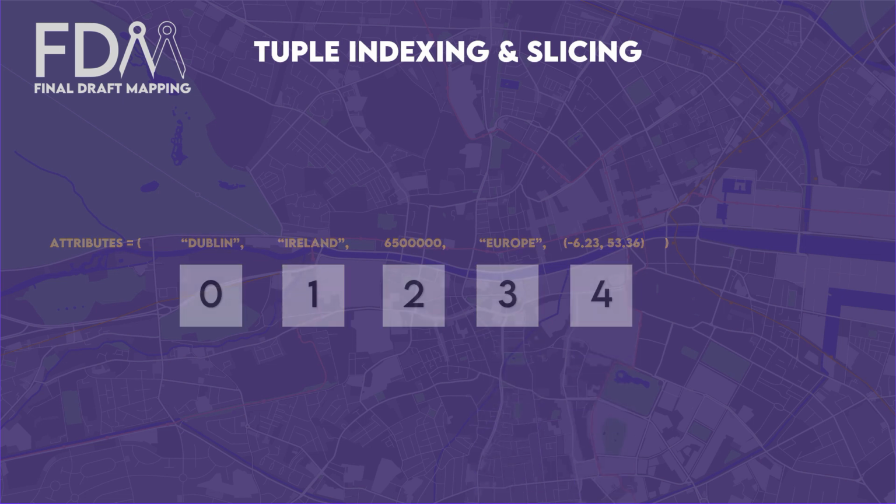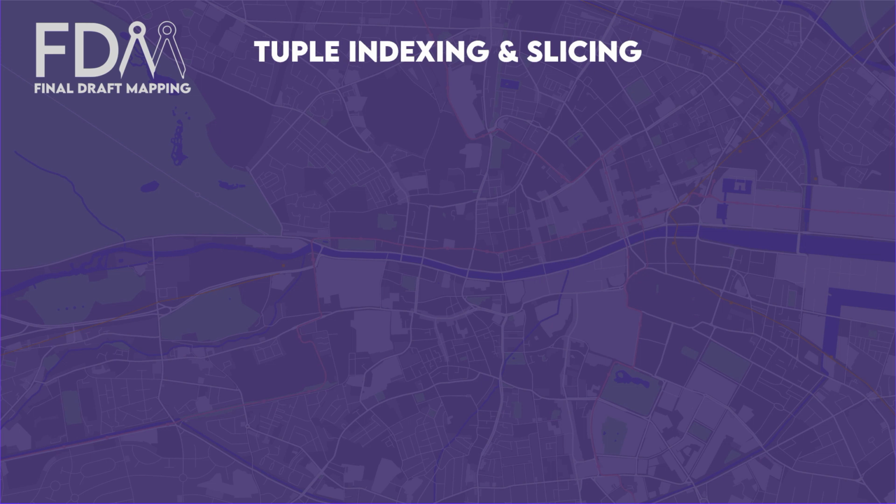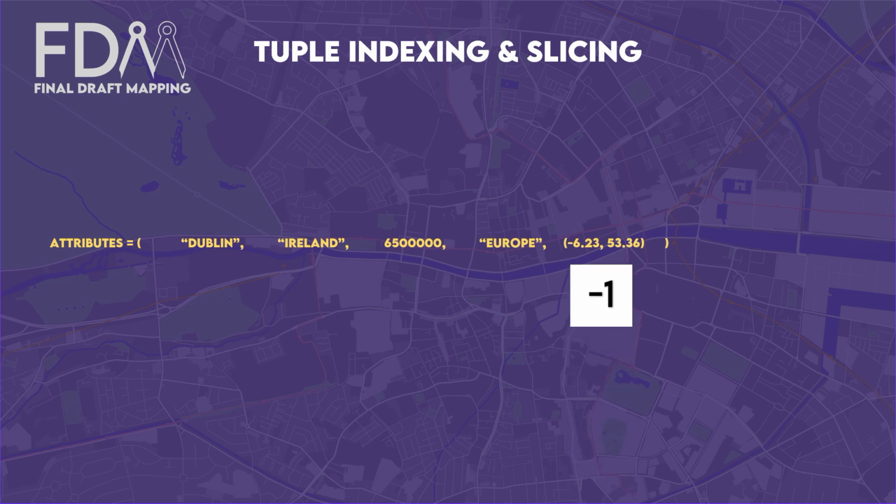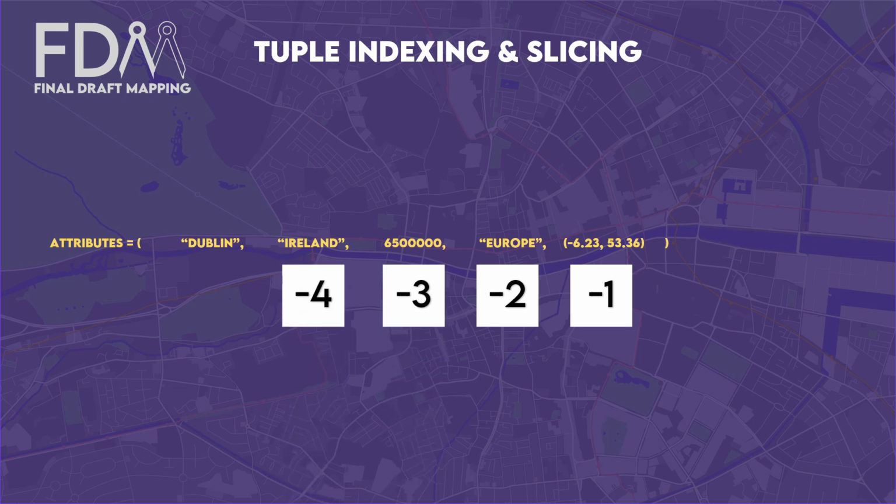We can also index going backwards. This is going from the last element in the list. If we see our coordinates there, they are at -1. Europe is -2, 6.5 million is -3, and so on. The same rules apply with strings, lists, and tuples. When using forward indexing, the maximum index that can be used is the length of the tuple -1. When we use backward indexing, the minimum negative index is the negative of the length of the list.